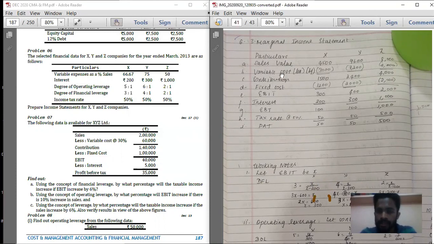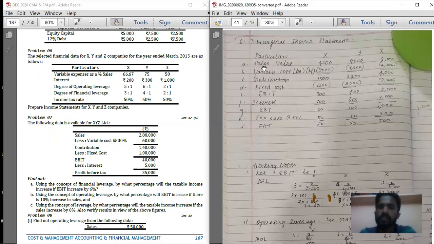Particulars X, Y, and Z. Now, just take down the format alone. Then we will calculate the values by using the working notes, because working notes are very important for this sum. Without working notes, even if you calculate using the calculator and write the marginal income statement very clearly and all the numbers are correct, they won't give marks, because working notes form part of the answer. Working notes only carry answer marks in this question.